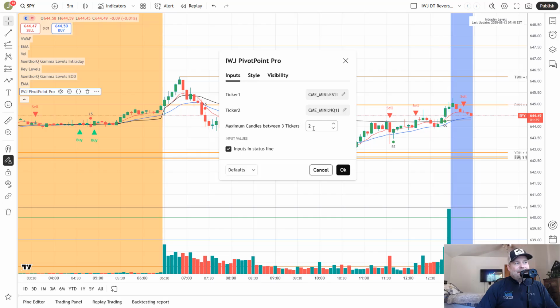So we want all of the sync to happen within 2 5-minute bars. So if ES had a sell here, it can look back 2 bars to see if the SPY or NQ had a sell to synchronize itself with it. Because the NQ was so far ahead in being in a sell cycle, we didn't get that synchronization. If you can see here the maximum candles between the 3 tickers, if I put that up to 4, you'll see the sell signal is here. So they had the weakness on the SPY, but it wasn't synced up with the NASDAQ.